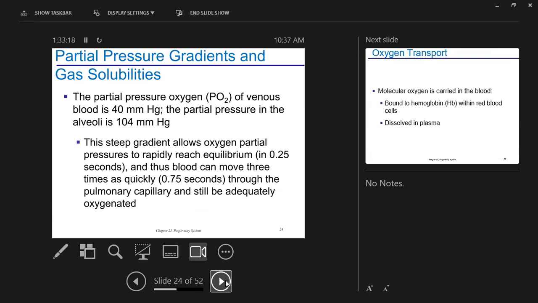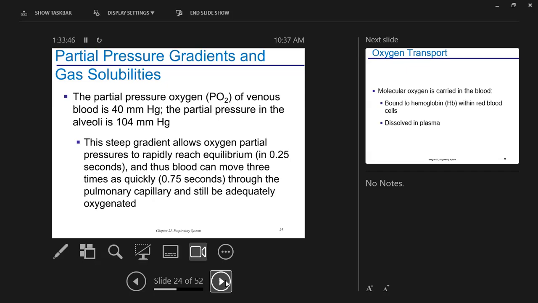These are two numbers that you probably need to remember. Partial pressure of oxygen in blood is about 40 millimeters of mercury. This is in venous blood, the dark red blood. About 40 millimeters of mercury pressure. That's partial pressure of oxygen, not CO2. I'll get to the CO2 in a minute.